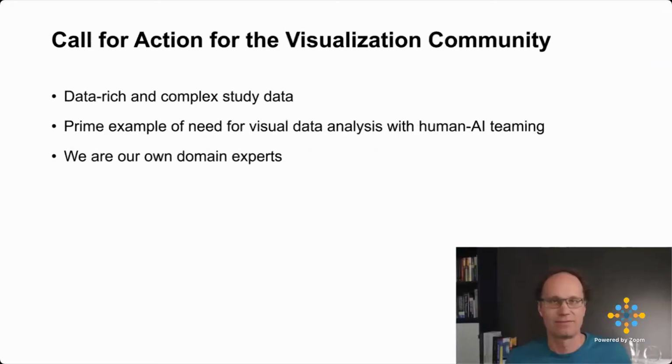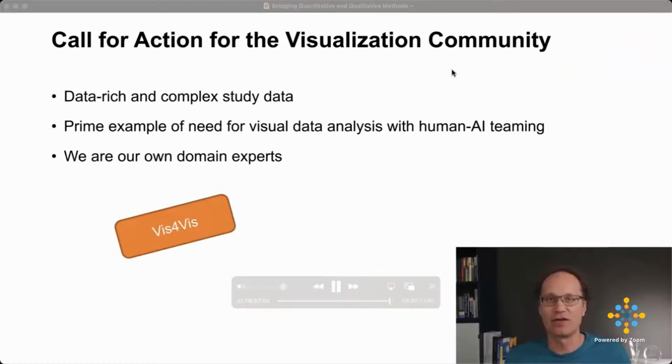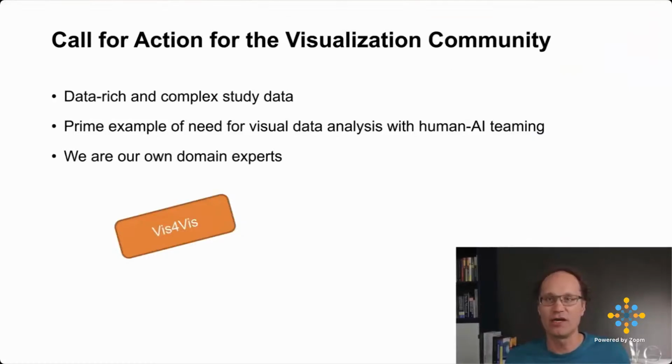We need human-centered ways of AI-supported visual data analysis for the rich and complex observations for the next generation of studies. I think that our community is in a great position to tackle these challenges. And even better, we are our own domain experts. Therefore, we should come up with the next generation of evaluation methods that include human and AI and that bridge qual-quant boundaries.